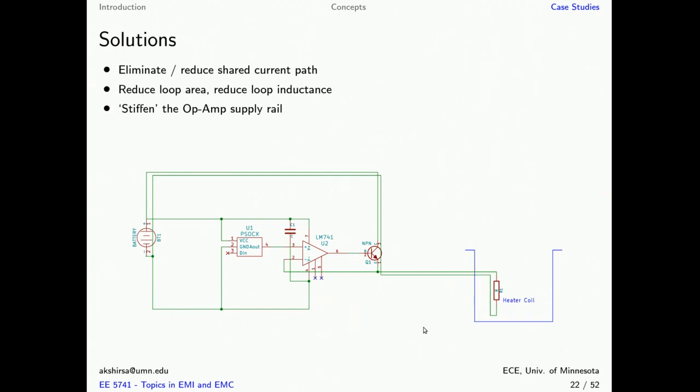The third thing that we did was to stiffen the op-amp power supply rail, which means we added a capacitance here, and this capacitance ensures that any noise in the power supply rail does not reach the op-amp supply.